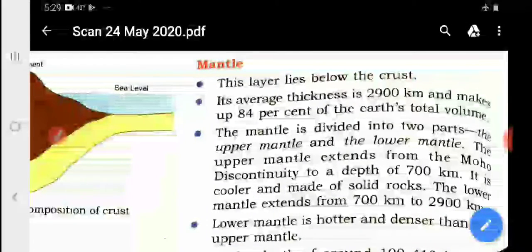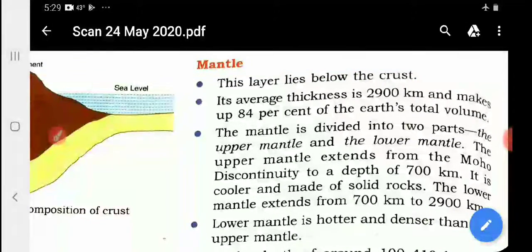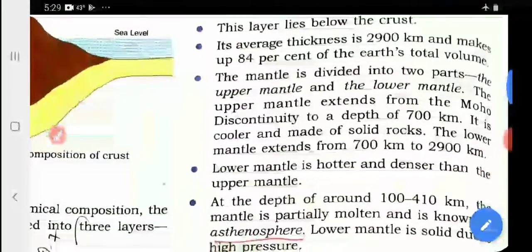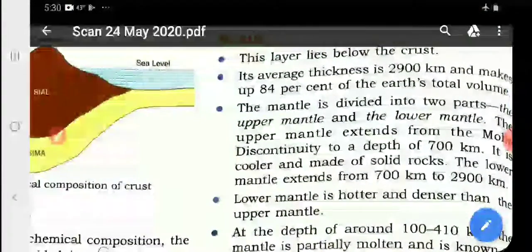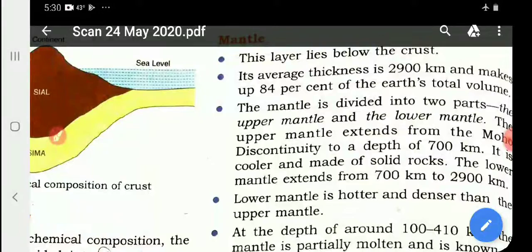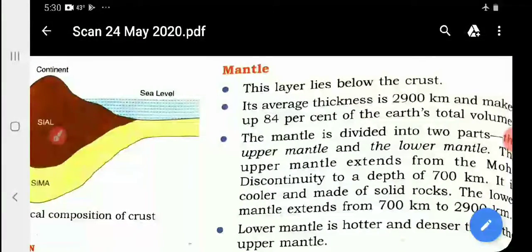Now the second layer, or the middle layer, is called the mantle. This layer lies below the crust. The first layer, what is it? Crust, then mantle, then the core. Yesterday we saw about the crust. I will be telling about it in detail tomorrow. The second layer is mantle. The innermost layer is the third layer. So now let us see the second layer, or the middle layer.